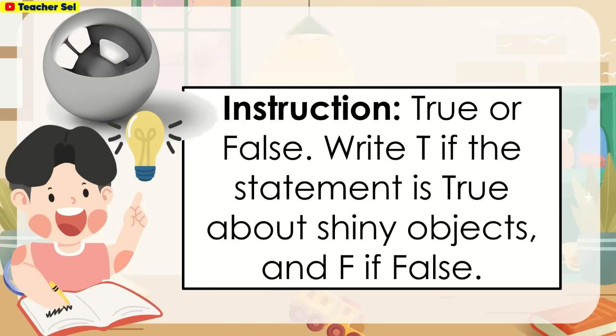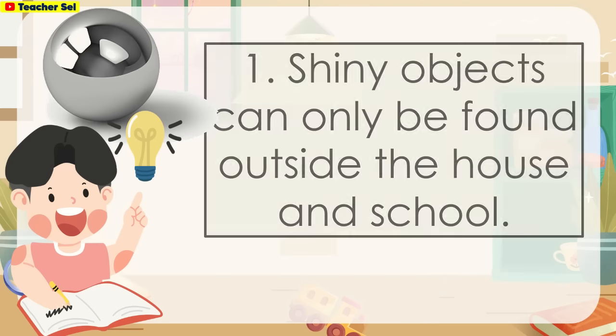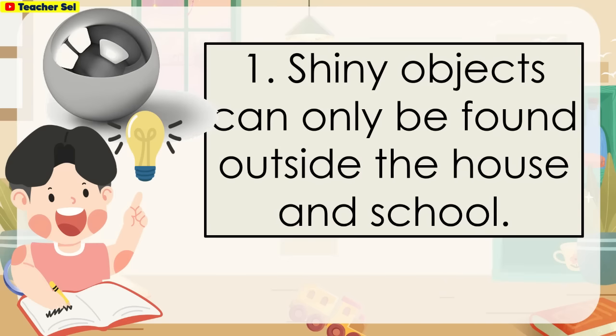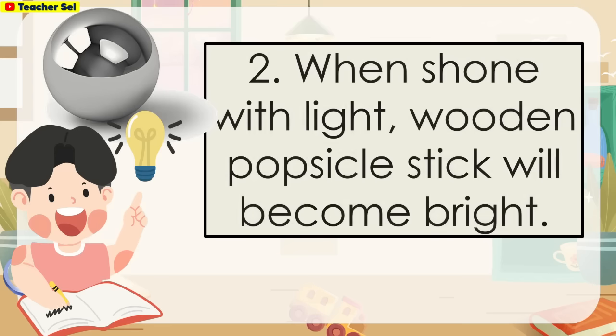True or false? Write T if the statement is true about shiny objects and F if it is false. Shiny objects can only be found outside the house and school. It is F. When shown with light, wooden popsicle stick will become bright. F.